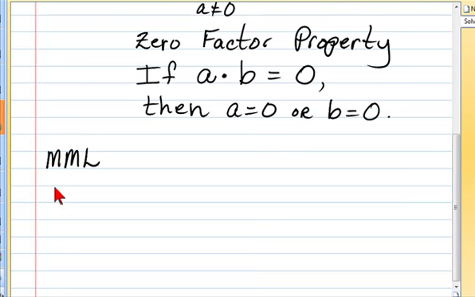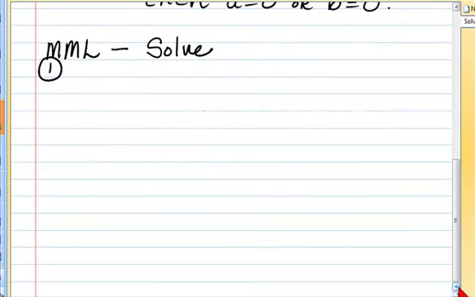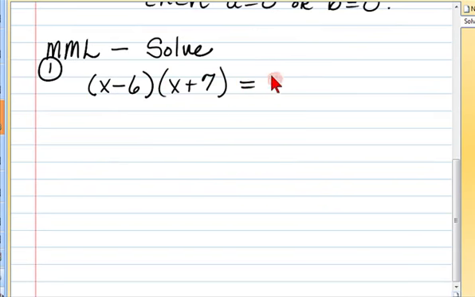All right, My Math Lab. We're in 6.6, question number 1. No longer do the instructions say factor. The instructions say solve, because I'm about to switch from just polynomials to equations. Left side, equal sign, right side. So what if I have x minus 6, in parentheses, and x plus 7 in parentheses equals 0. That's an equation.